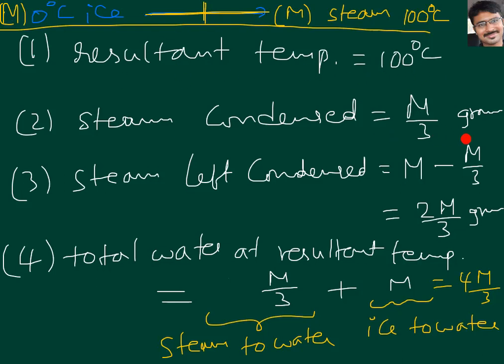Steam condensed is m by 3. Steam left uncondensed is m minus m by 3, so it is 2m by 3. Total water at resultant temperature is m by 3 plus m, that is 4m by 3.